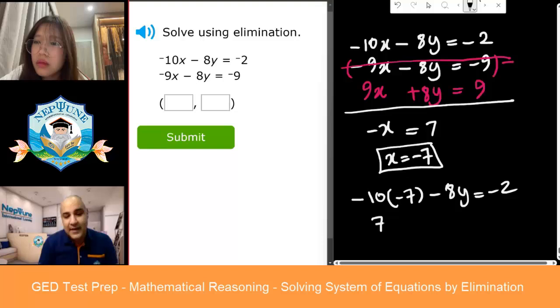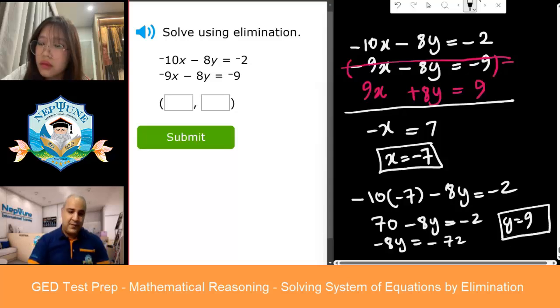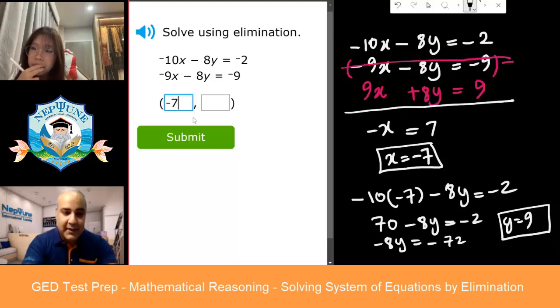So that's 70 minus 8y equals negative 2. Then negative 8y equals negative 2 minus 70, which is negative 72. And then finally, y equals negative 72 divided by negative 8, which is 9. Solved. So the solution to this system of equations is negative 7 and 9.